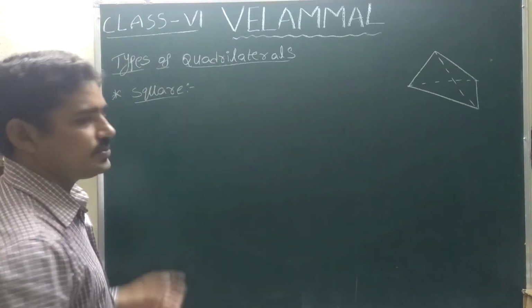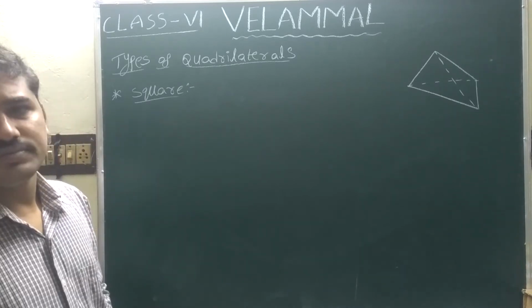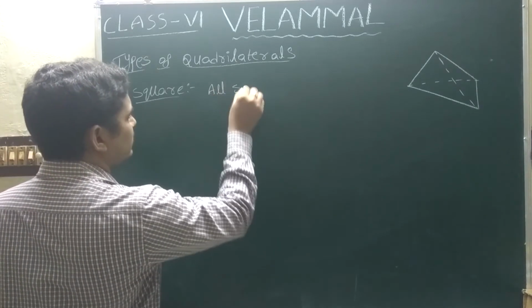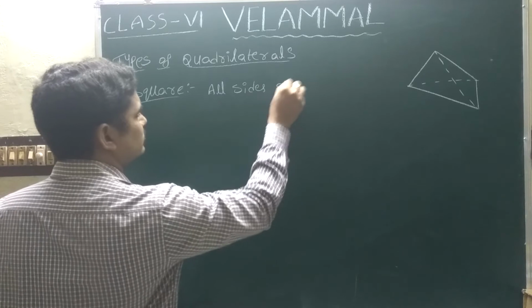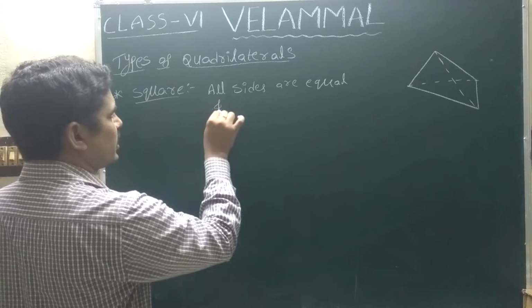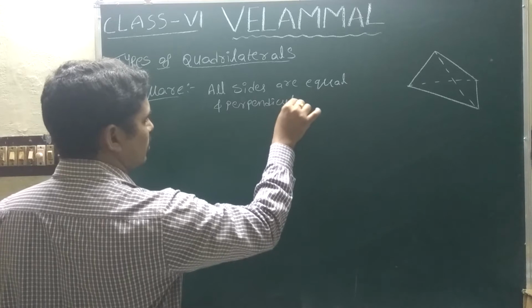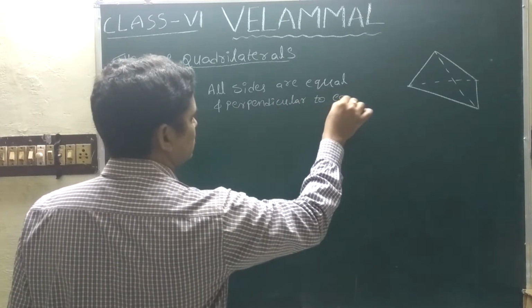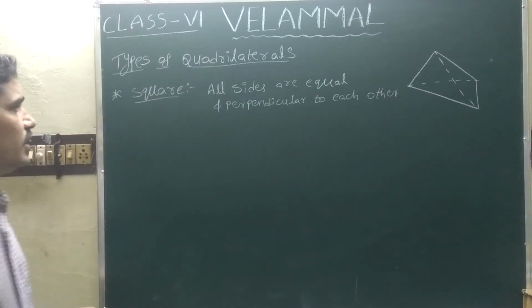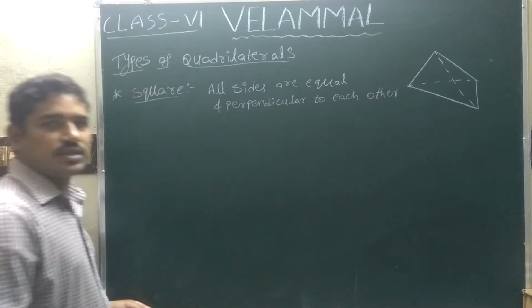Coming to these types, square. What is a square? If in a quadrilateral all sides are equal and perpendicular to each other, that is called a square. What is a square? In a quadrilateral, if all sides are equal and they must be perpendicular to each other.